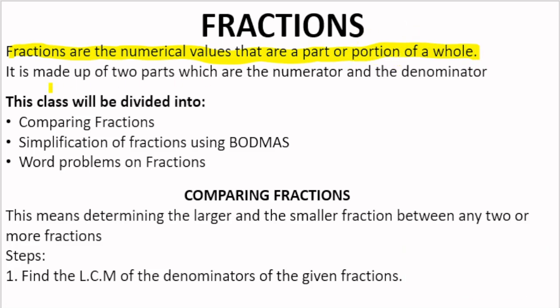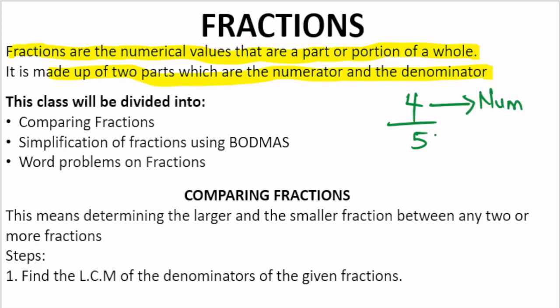So it is made up of two parts, and the parts are the numerator and the denominator. So let's take, for instance, a fraction 4/5. So the upper part is denoted as the numerator, and the down part is what we call the denominator. So a fraction is divided into two parts, which are the numerator and the denominator.